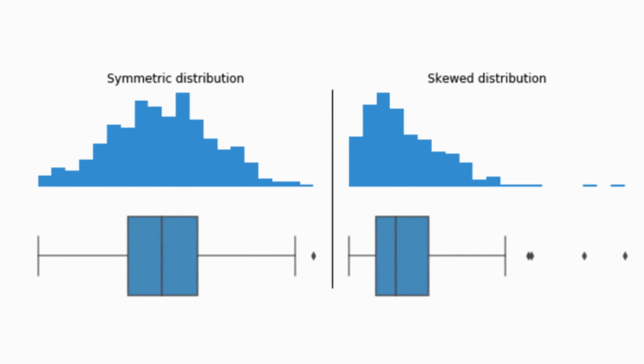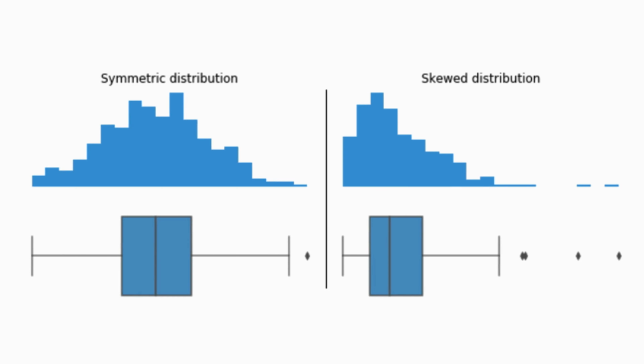On the screen, you can also see examples of symmetric and asymmetric or skewed distributions along with their box plots. Notice that in case of a symmetric distribution, the IQR box is almost in the middle of the diagram because it corresponds to the symmetric distribution or the bell-shaped distribution that you can see above. On the other hand, in case of a skewed distribution, the IQR box is much more towards the left because it is a left skewed distribution.